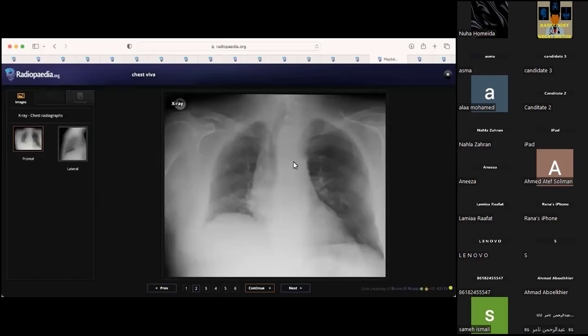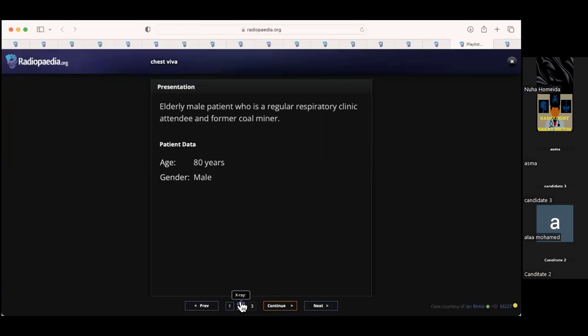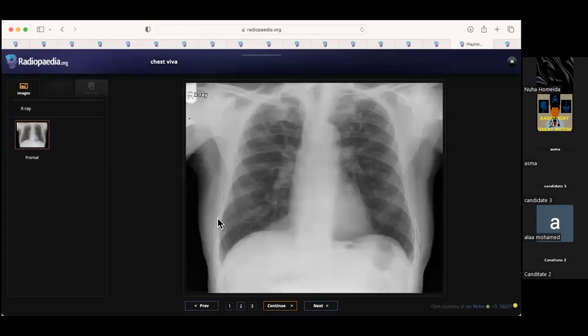Okay, I think we've done this case, isn't it? So this is an 80-year-old male who presents regularly to the respiratory clinic with recurrent shortness of breath. Yes, I have been presented with a frontal chest radiograph of a patient with recurrent chest pain.